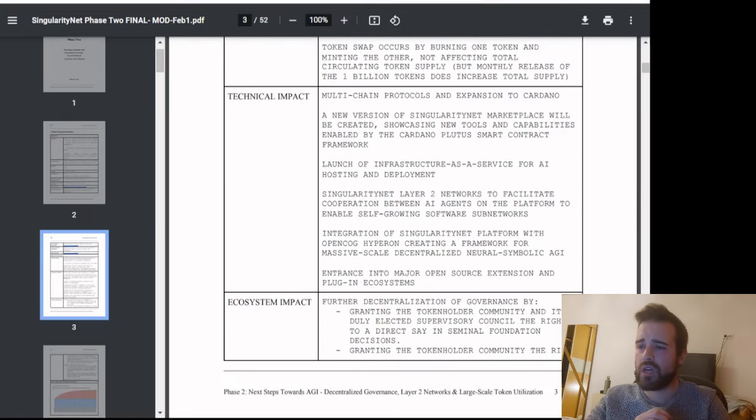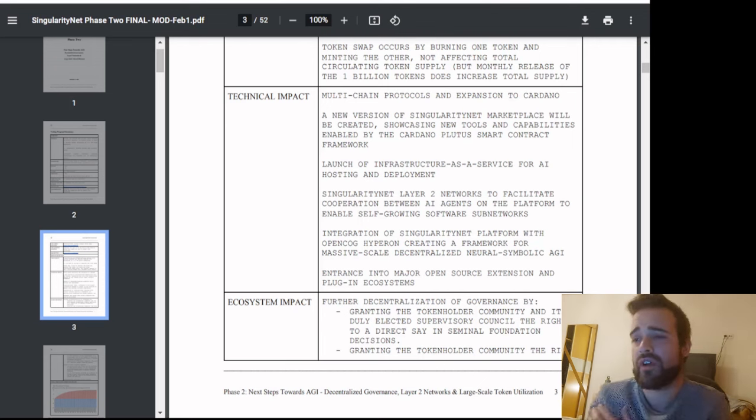Okay, it also stated a plan of expansion of the Singularity Net blockchain to the Cardano blockchain and having the Singularity Net marketplace available on the Cardano blockchain, and the launch of infrastructure as a service for AI hosting and AI deployment in the platform. So more support for the companies that wanted to come and build AI, and that has in fact been developed and is in constant development, as we've seen by the things in the roadmap.